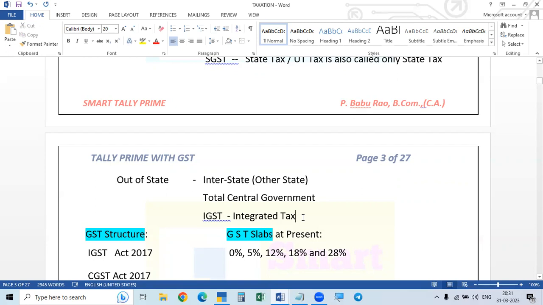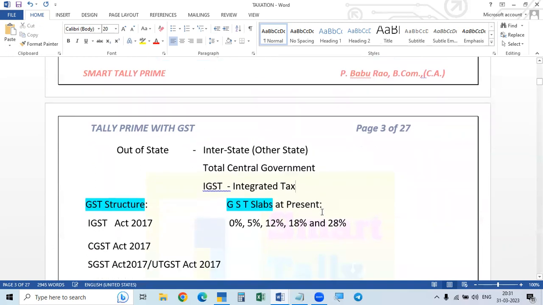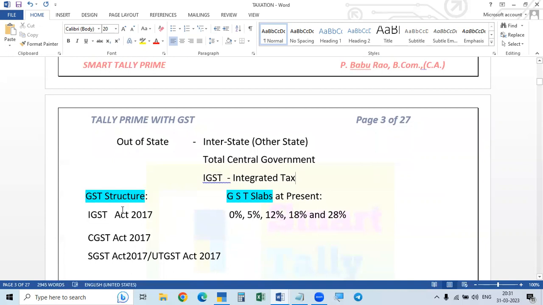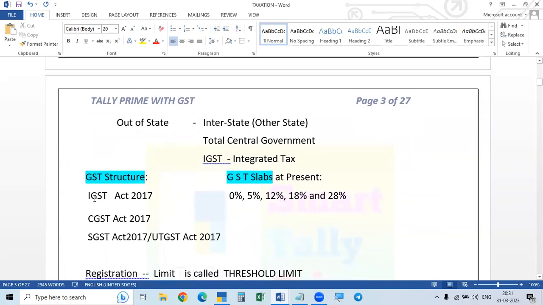It is a consumption based, that is destination based tax. That is why, where the goods are consumed, the tax will be shared with that state by the central government. That's why, in the case of this one, there are 3 acts. IGST, there is 1 act. SGST, there is 1 act. CGST, there is 1 act.